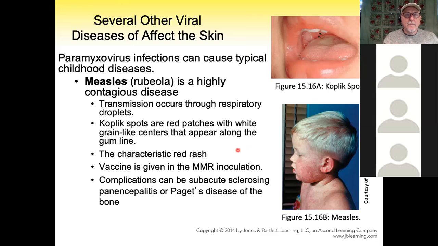But it is incredibly contagious, one of the most contagious of all of the viruses that we know of. And again, it is transmitted largely through respiratory droplets. There are some real telling signs about measles itself. The first is called Koplik spots. If you look along a gum line inside the mouth, there are these red patches that appear. And then later on, there is the development of a rash all over the body.